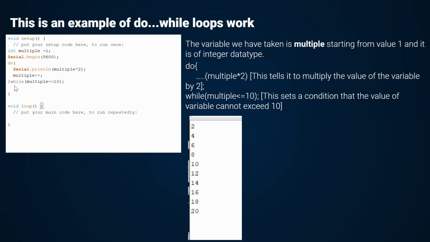Now we come to a condition. Do states the action, and now the while states the condition. The while states that the variable multiple should be less than 10. It might confuse you that the outcome has to be less than 10, but actually the variable we have given should be less than 10. That is, the number we can multiply with 2 at max should be 10. So see, the outcome here is 20. So this is basically the do while loop.